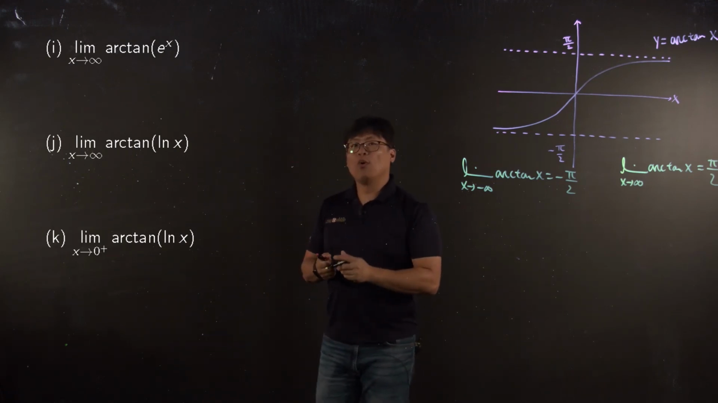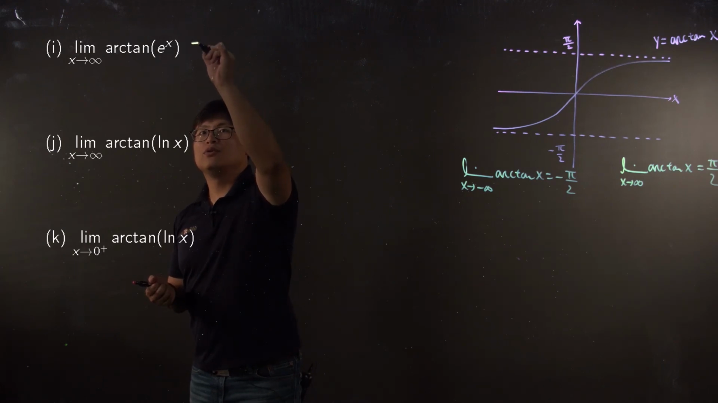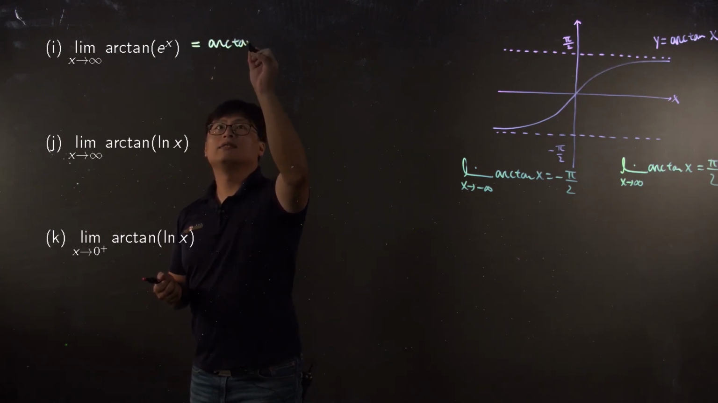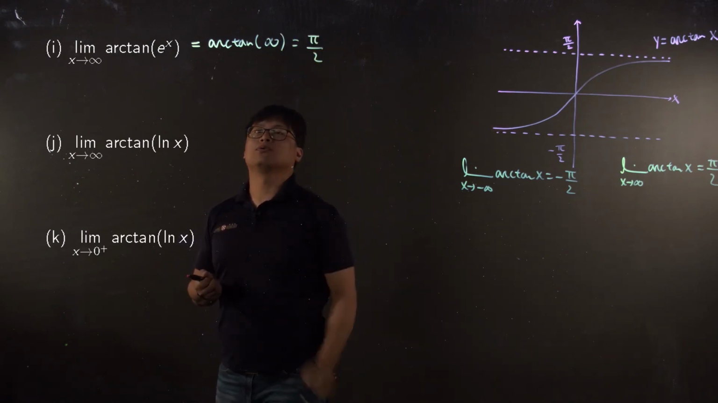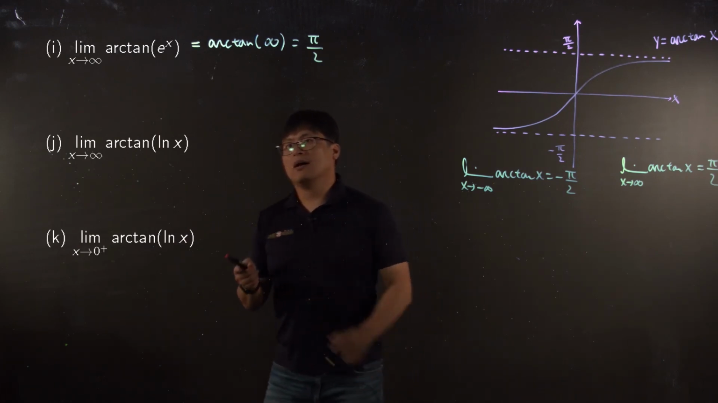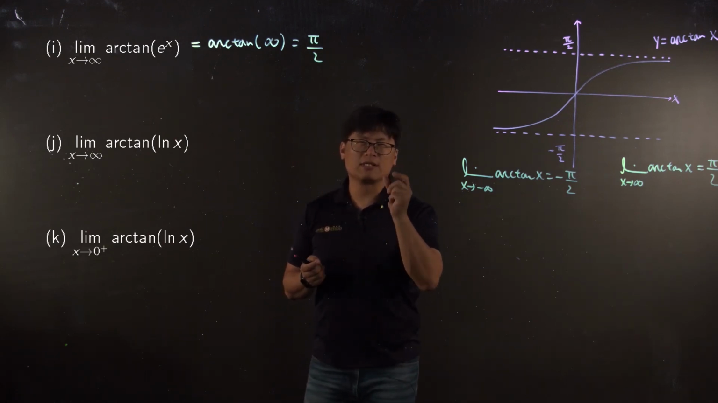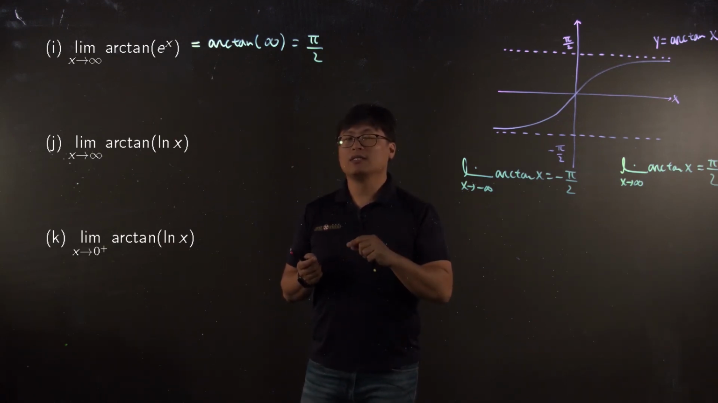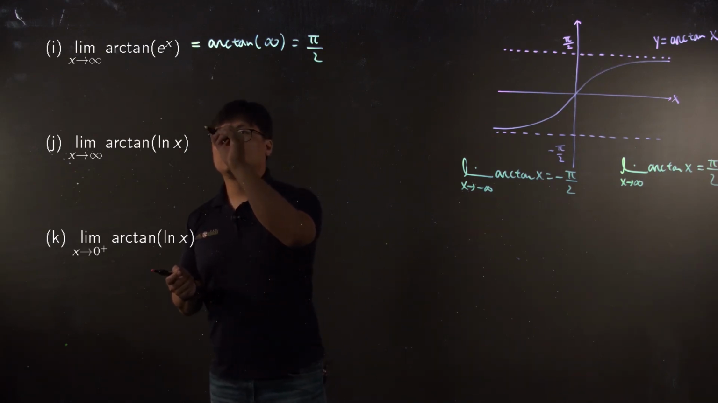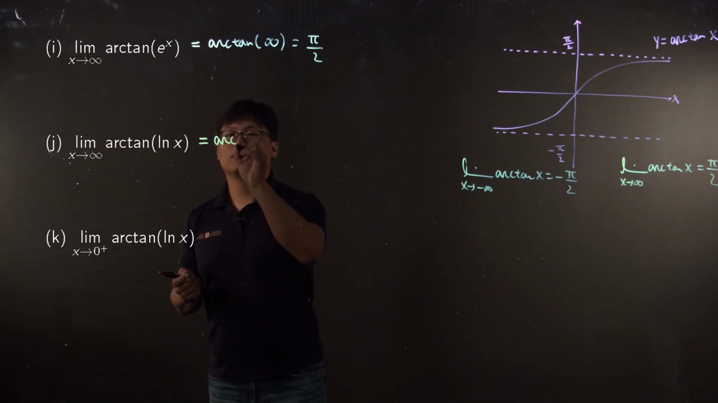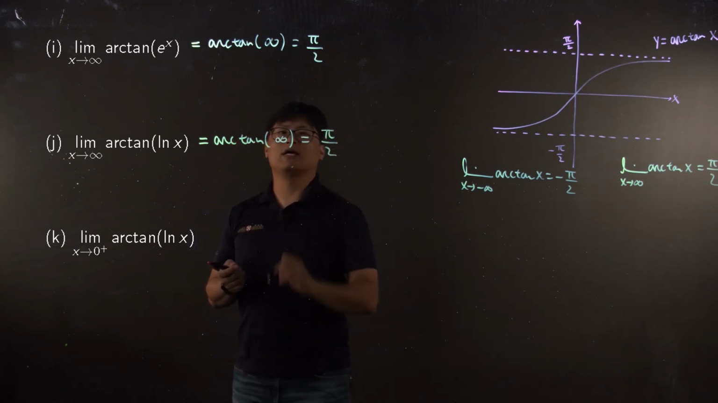Look at that. When x goes to infinity, e to the x goes to infinity, so that is equal to arctangent of infinity, which is equal to pi over 2. What about the second one? When x goes to infinity, the log function also goes to infinity. Even though it's a little bit slow, it definitely goes to infinity. Again, the direction is important, not the speed. Anyway, it goes to infinity, so this is equal to arctangent of infinity, which is pi over 2 as well.